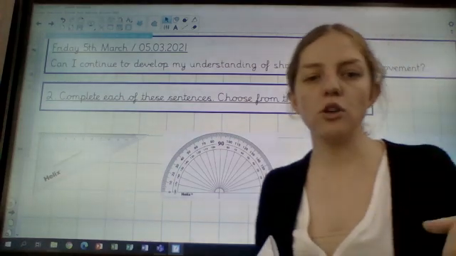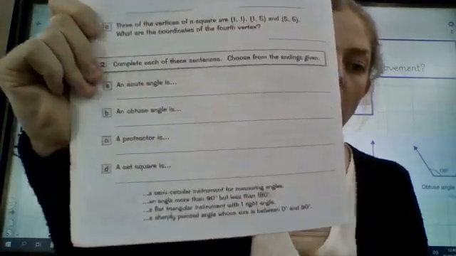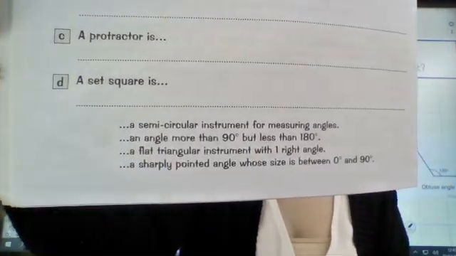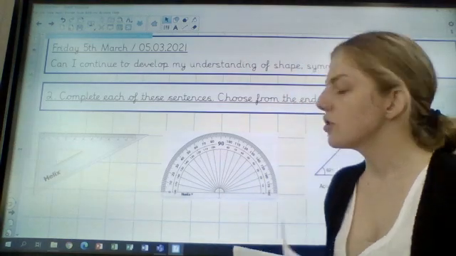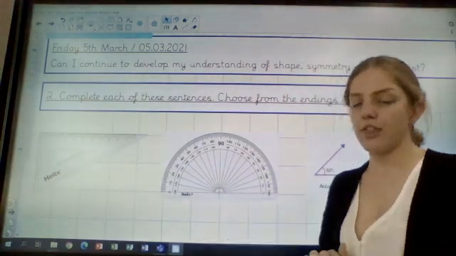And then you're going to move on to part 2. And it just says complete each of these sentences, choose the endings given. So you've got 4 sentences there, A, B, C, and D. And then you've got all of your sentences underneath that you need to fill in to complete it, okay? So I'm very quickly going to go through the different things.